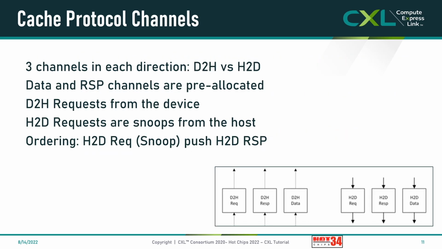Now the cache protocol requires 3 channels in each direction. We refer to those channels as D2H, or device to host, and H2D, host to device. In each direction we have data and response channels that are pre-allocated. The D2H request channel is from the device, for the requests and reads and writes to memory. The H2D requests are snoops from the host, where they're asking for cache state changes in the device. We do have one ordering rule within the .cache protocol, and it's that the H2D requests, or snoops, must push prior H2D responses when they're to the same cache line address going to the same device. But aside from that ordering rule, everything else is considered unordered.